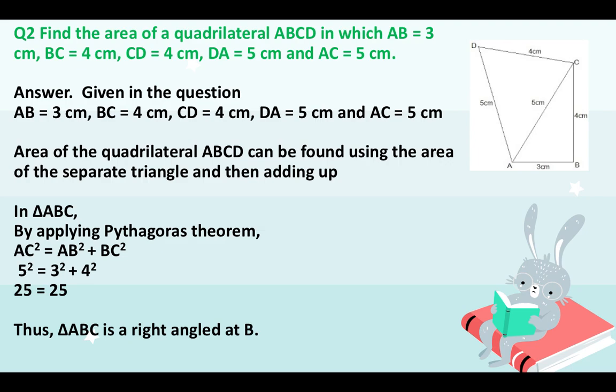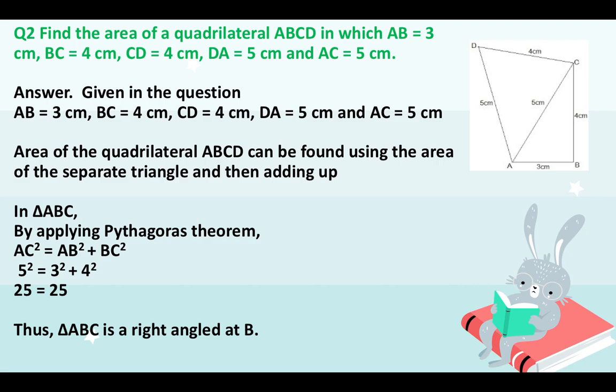If hypotenuse square is equal to perpendicular square plus base square, then I can say that the triangle is right angled at B. And if I can prove that this triangle is right angled, then I can find the area directly by half base into height. My height will be the arm BC and base will be the arm AB.